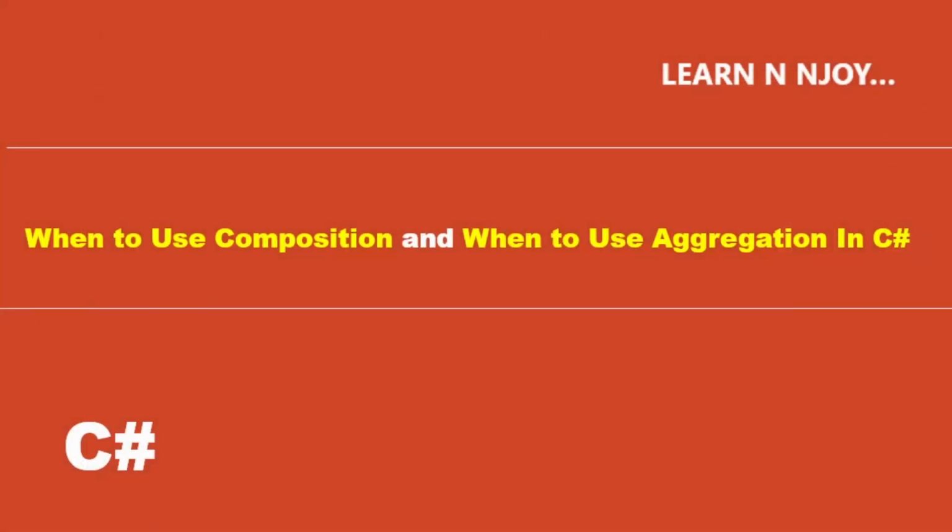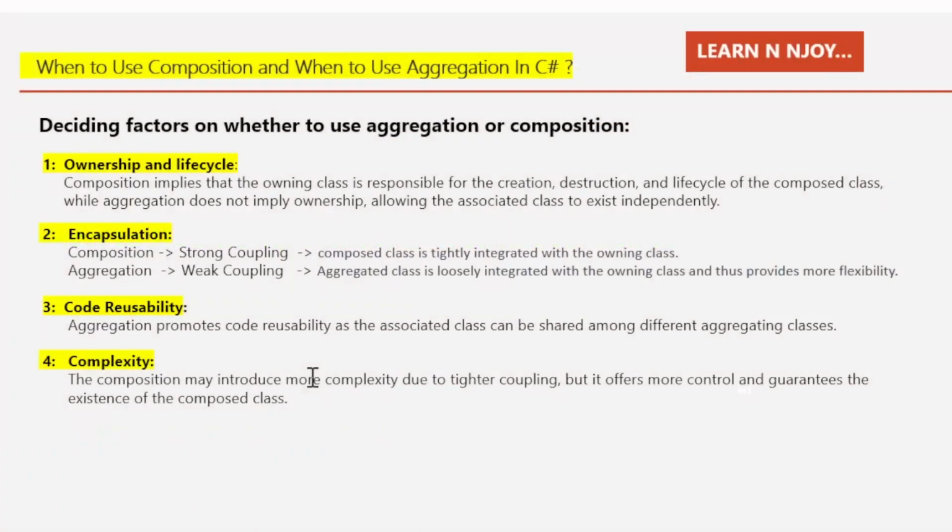When to use composition and when to use aggregation in C sharp. When deciding whether to use aggregation or composition in your code, it's important to consider the nature of the relationship between the classes and the desired behavior and ownership semantics. Here I'm going to mention the deciding factors by which you yourself could decide where aggregation or composition is typically appropriate.